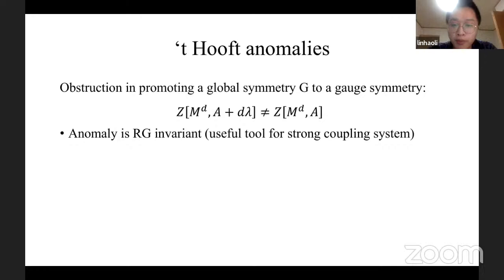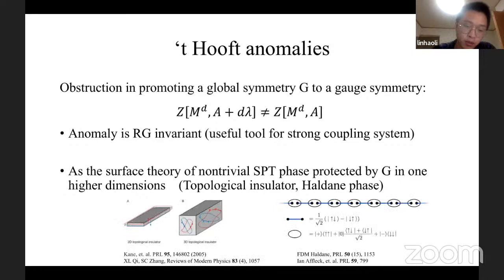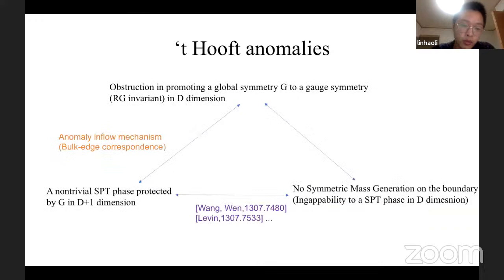However, in the past two decades, it was realized that a d-dimensional quantum field theory with an anomalous global symmetry G can be regarded as the boundary theory of a non-trivial symmetry protected topological phase in one higher dimension. For example, the topological insulator has a helical state on its surface, which is protected by the time reversal symmetry, while the Haldane spin chain has a spin-1/2 boundary mode, which is protected by the spin rotation or time reversal symmetry. This non-trivial bulk-edge correspondence is known as the anomaly inflow mechanism. So the response theory of the SPT phase can cancel the anomaly term of its boundary theory.